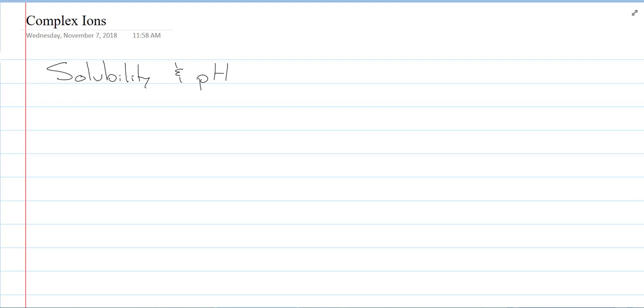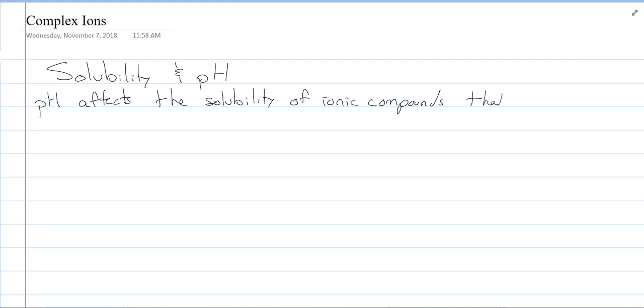pH affects the solubility of ionic compounds that contain ions that hydrolyze.